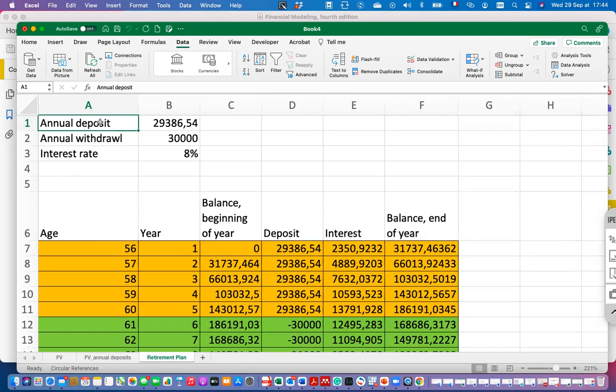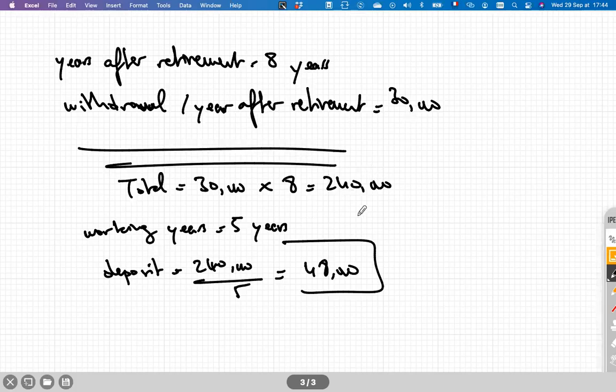So yes, you expect to live 8 years after the retirement, and you expect to need $30,000 during each one of these 8 years, right? So 8 times 30,000, over 8 years, is $240,000. This is what you need in your retirement.